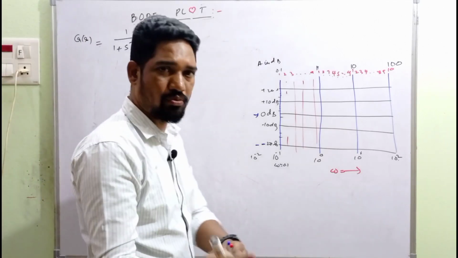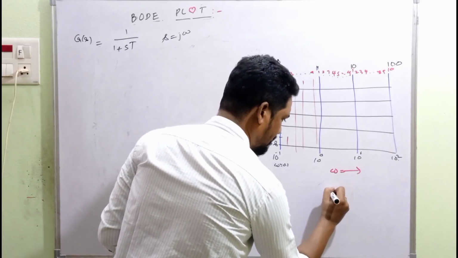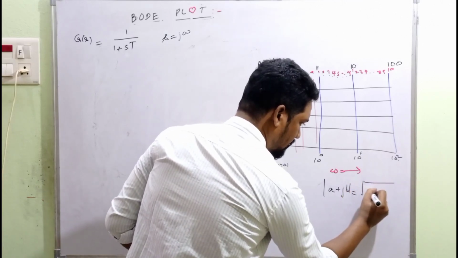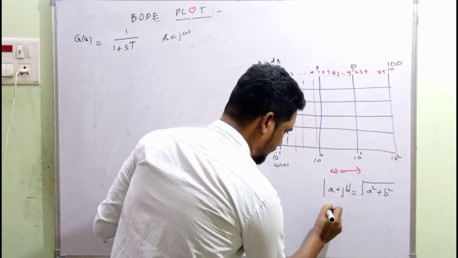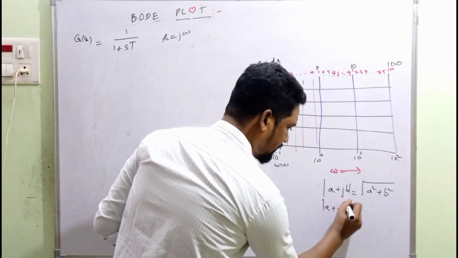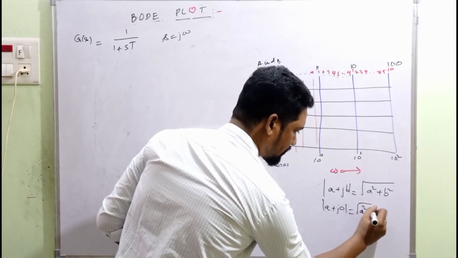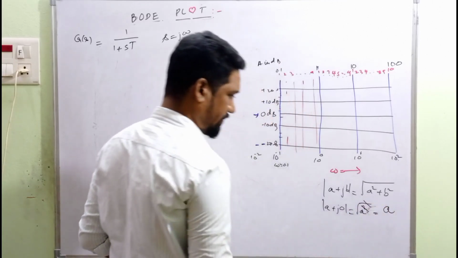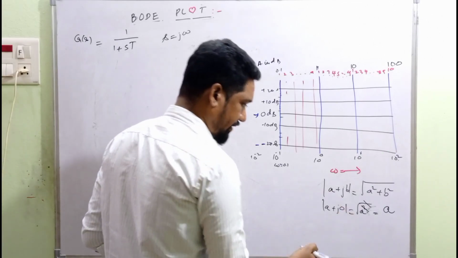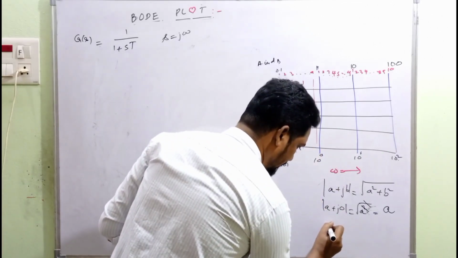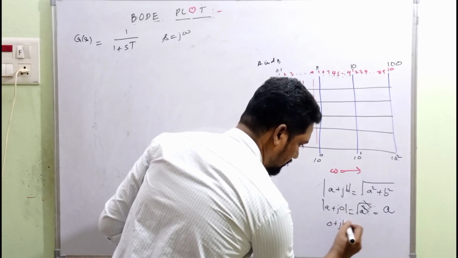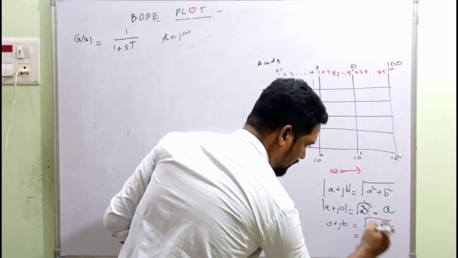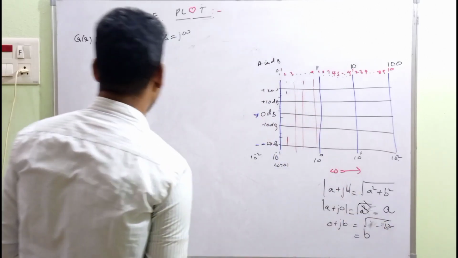Another important basic you might have forgotten, let me remind you. A complex number a plus jb, what will be the magnitude of this one? This can be written as under root a square plus b square. And with only a plus j0, the magnitude will be under root a square plus 0 square; the root and square cancel, and we're left with a. The magnitude of a is simply a. For negative a, there will be a change in the phase angle. And if we have 0 plus jb, that's under root 0 square plus b square, and we're left with b. So keep that in mind.